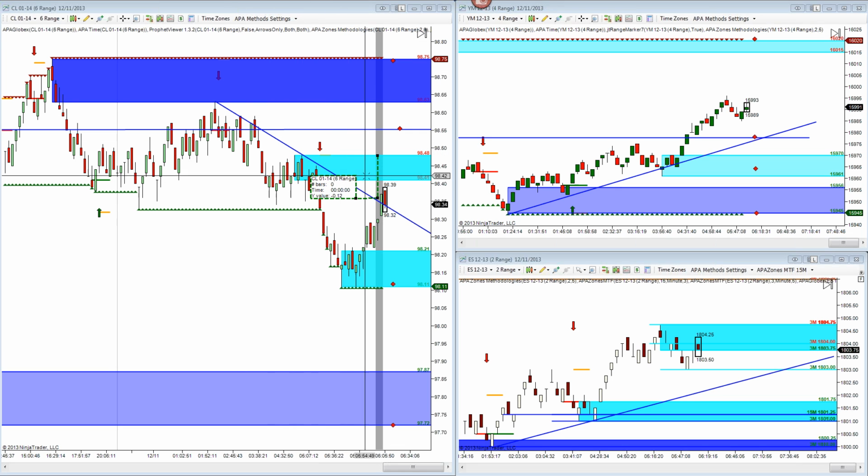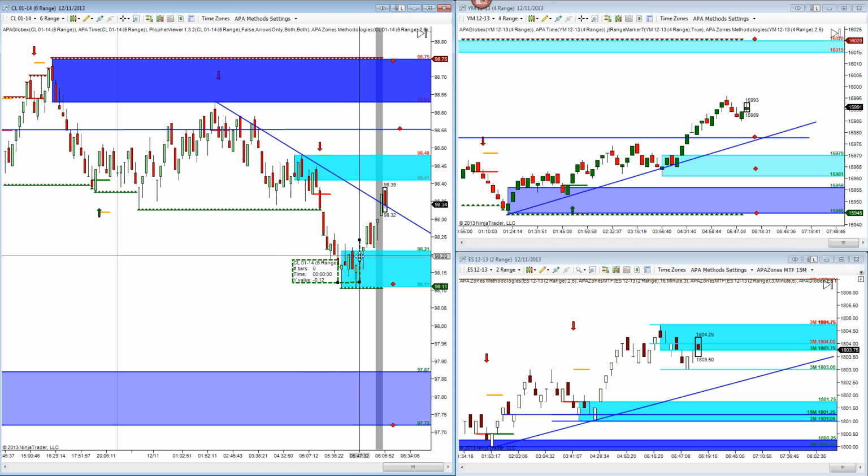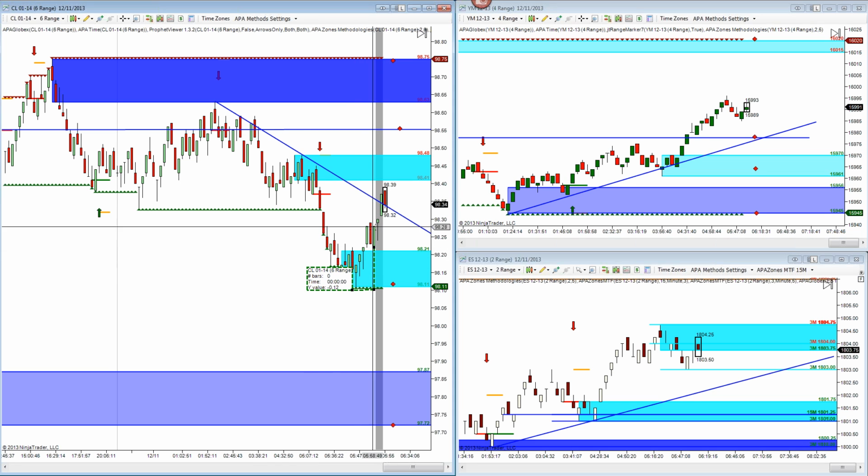Actually, I'm not sure that I'd really draw it there, but that's just where price currently is. I'm just kind of interested because on my 1 minute, this is a trend line touch right here, which is a little bit prettier than what it looks like here on this range chart.